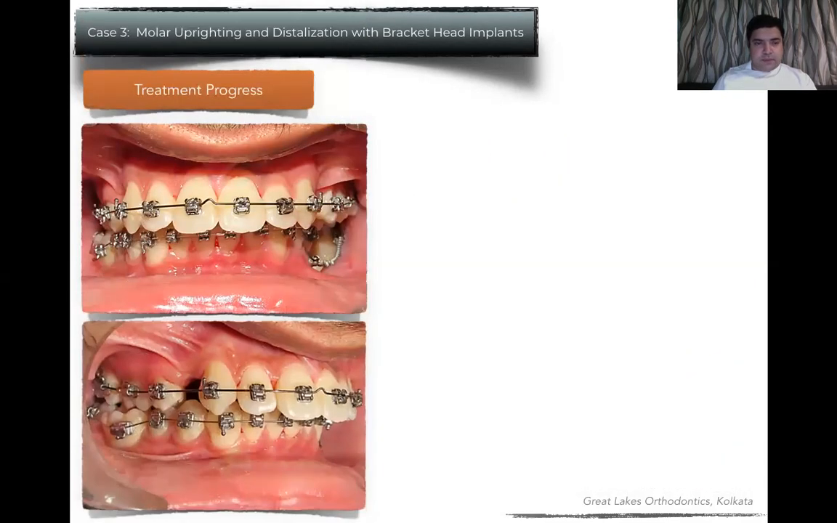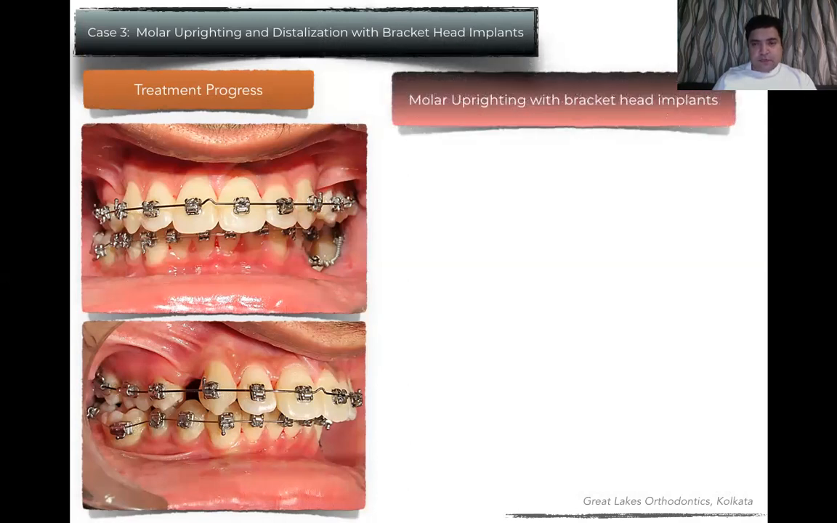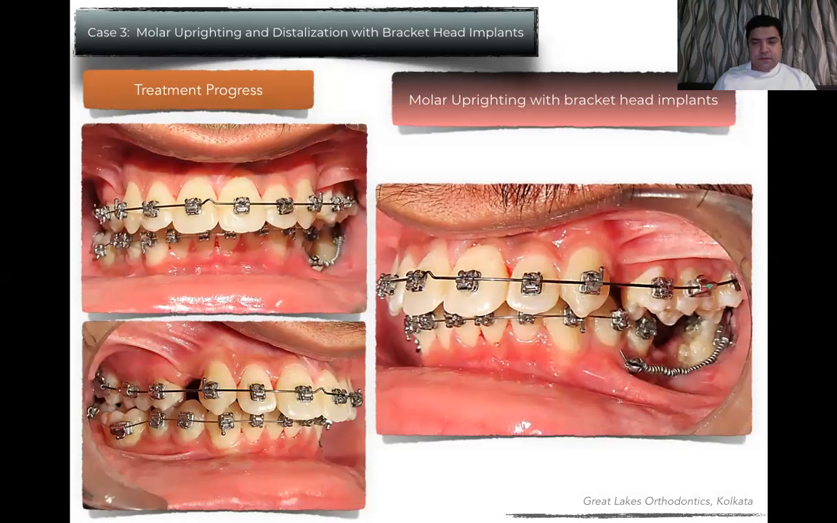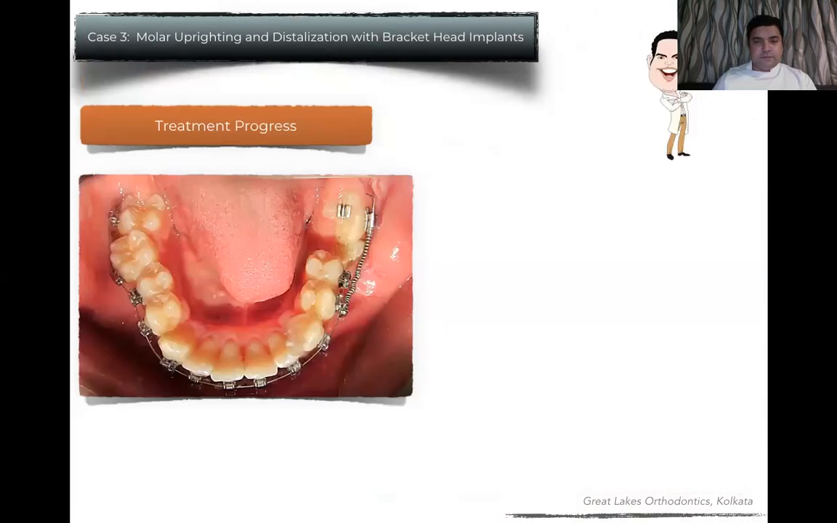Now, how did the treatment progress? That's the progress of the treatment with respect to molar uprighting with bracketed implants. We can see that there is a bracketed implant which has been placed, which is 1.5 by 8 millimeters. Then we have a 018 SS Australian wire, which runs from the bracketed implant to the 38 molar tube, and there is a compressed coil spring. When it opens up, it pushes the third molar further and disliced it further for the 37 to come out into line.